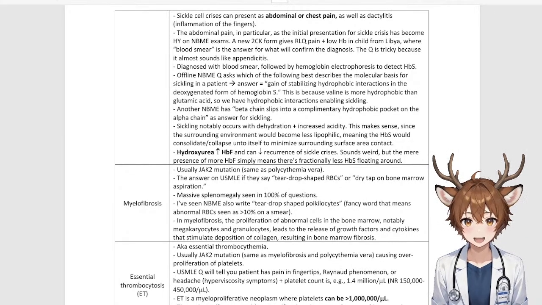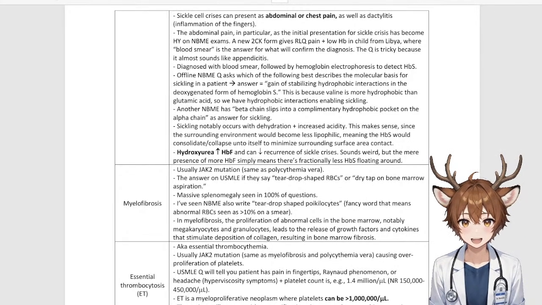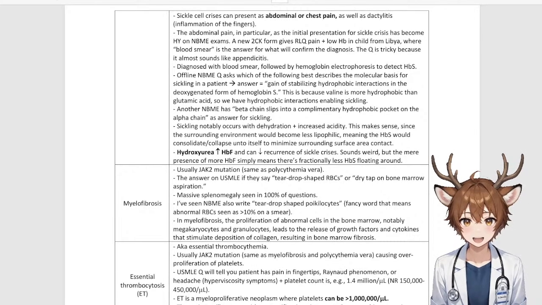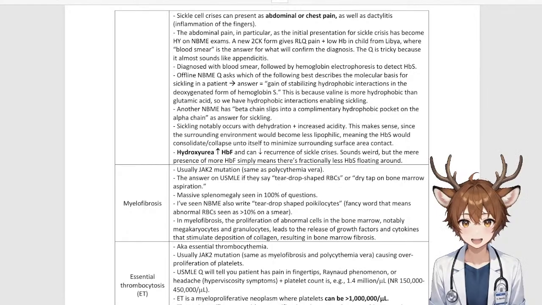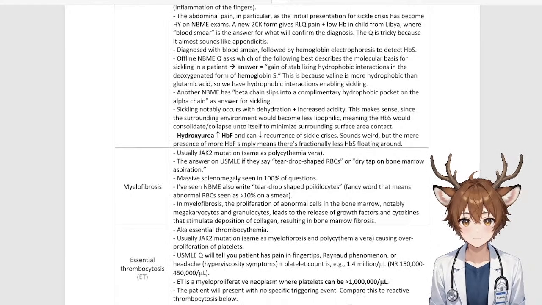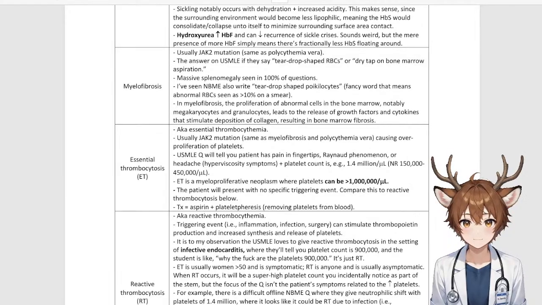Hydroxyurea elevates the HbF and can decrease recurrence of sickle cell crises. Sounds weird, but the mere presence of more HbF simply means that there's fractionally less HbS floating around. Okay. Fair enough, right?